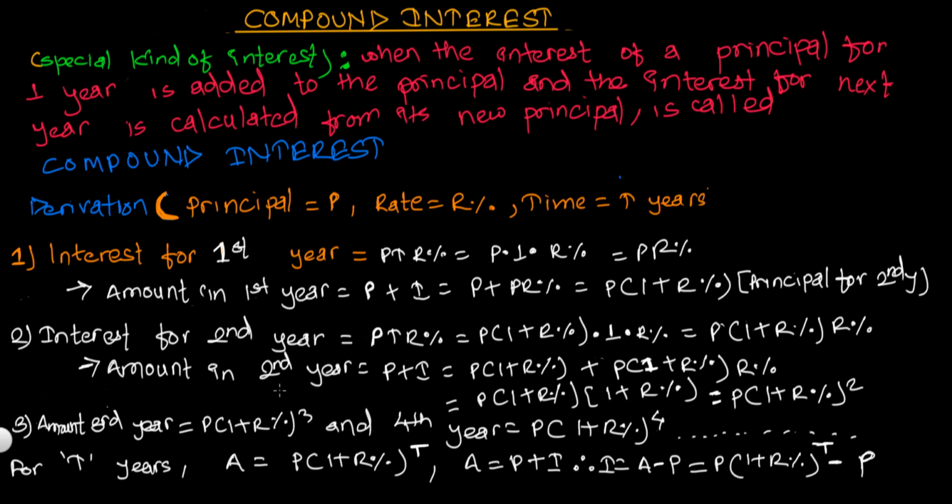The compound amount for the second year is again the principal plus interest, but in this case the principal amount is this one, P times 1 plus R%.